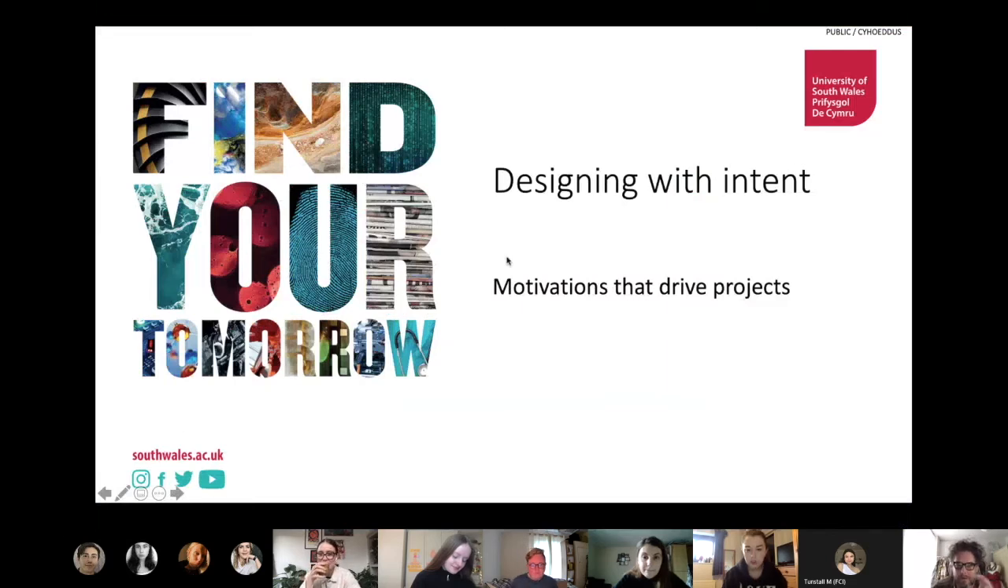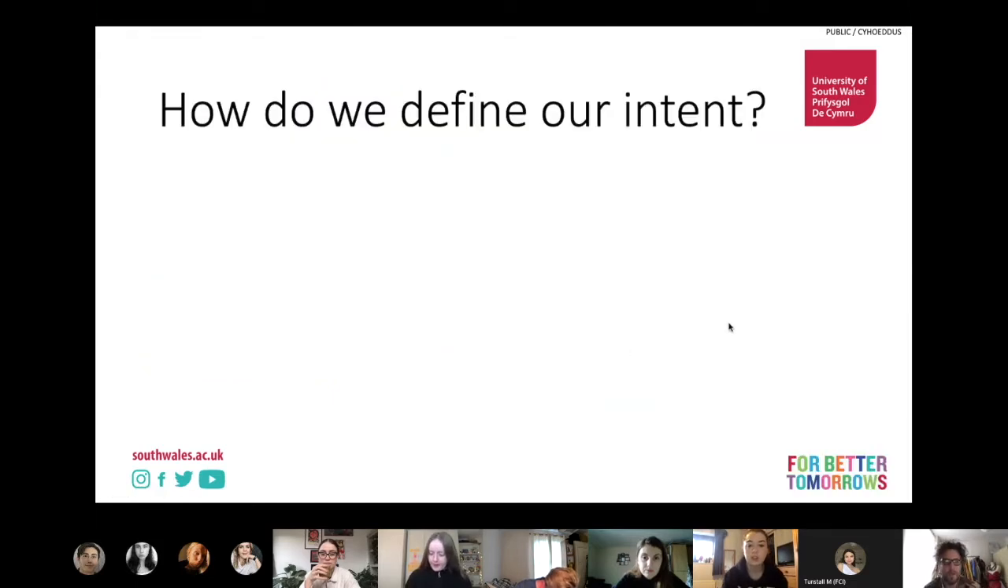Today we're going to be talking about designing with intent, specifically looking at motivations that drive projects. Okay, so let's jump into it. Whenever we jump into a project, we need to look at how we define our intent.